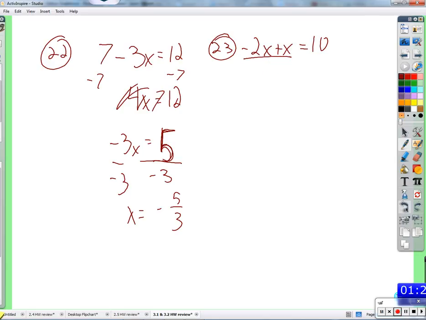Let's just go back to where we had negative 2x plus x. Kind of do what this guy wanted to do, but couldn't because it didn't have like terms. We got like terms here. You get negative 2x plus x is negative x, equals 10. How do we get rid of that negative? Add what? Add x? Add 1 to each side. Add 1 to both sides.